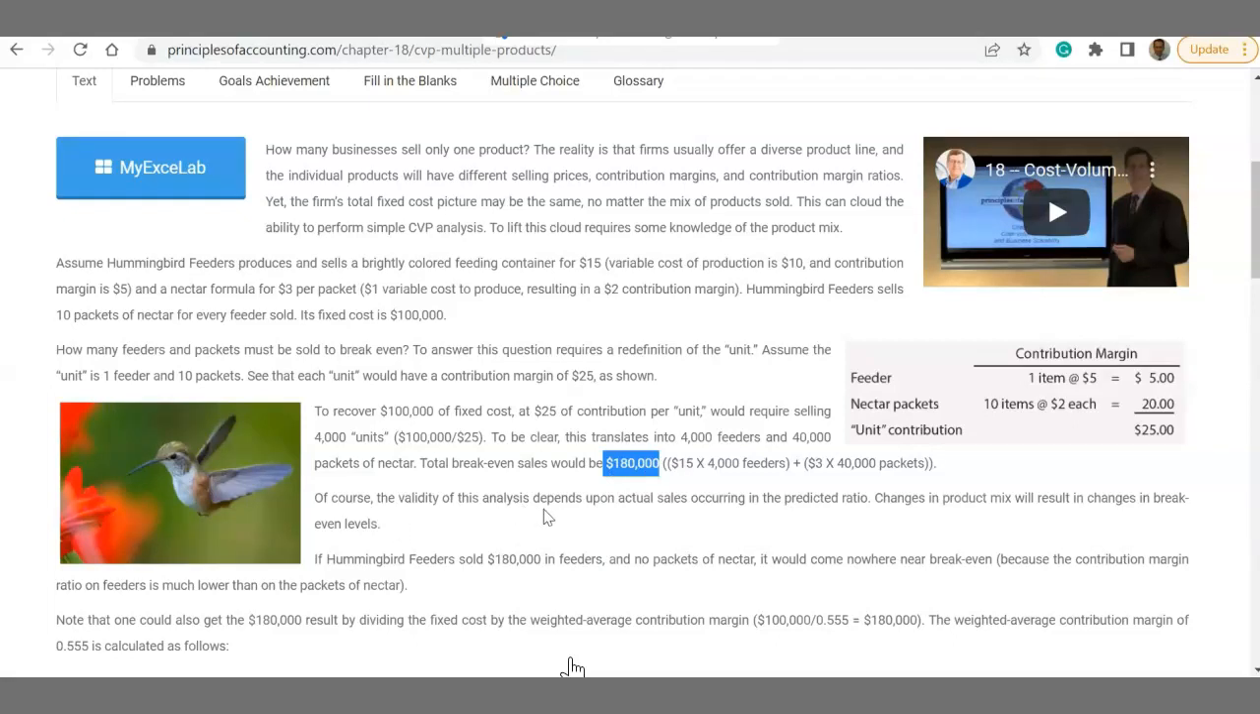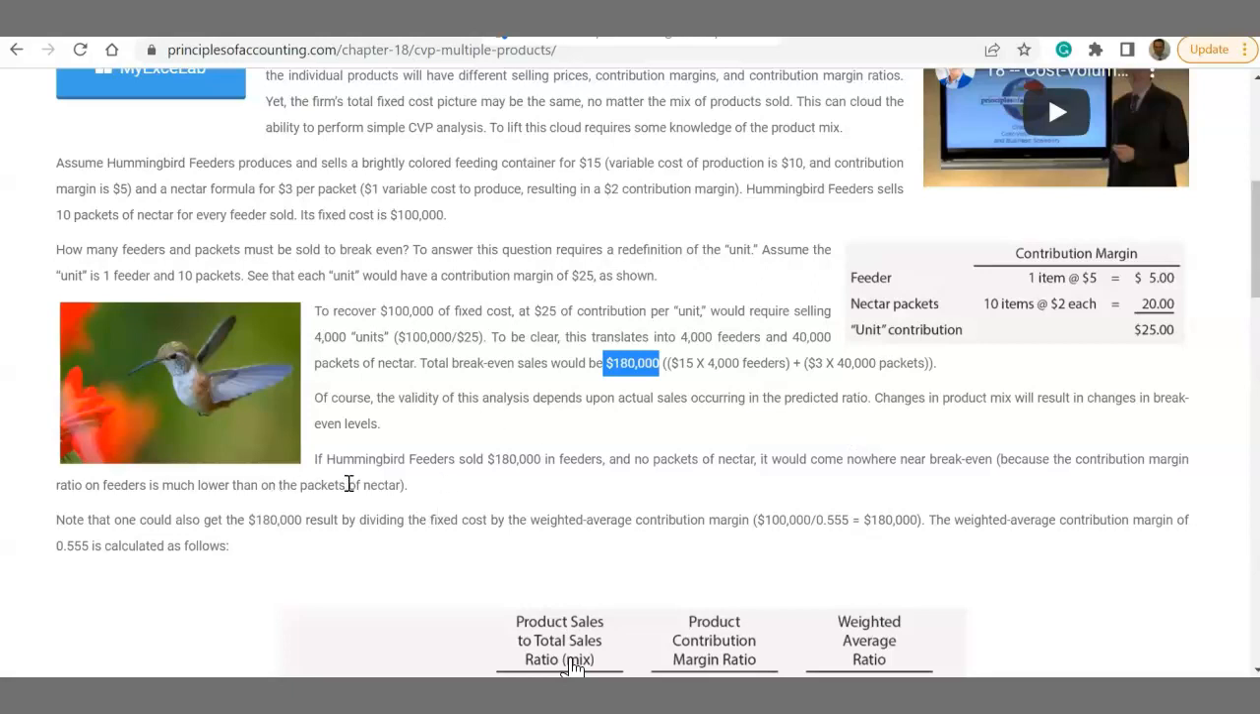Of course, the validity of this analysis depends upon actual sales occurring in the predicted ratio. A change in product mix will result in a change in the break-even point. Why? Because, as you read here, if the company sold $180,000 in feeders and no packets of nectar, it would come nowhere near the break-even point, because feeders have just a 33% contribution margin. That's not enough. However, if you sell the predicted 1 feeder and an average of 10 nectars, then that will be a different scenario, because that will provide you the break-even point of $180,000.